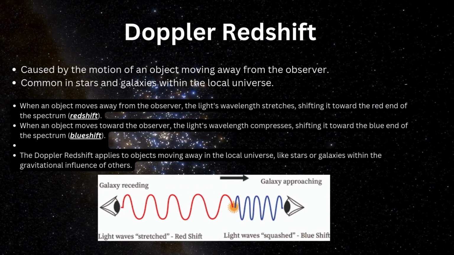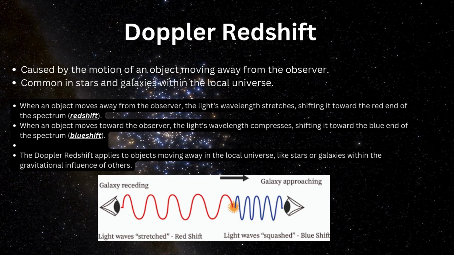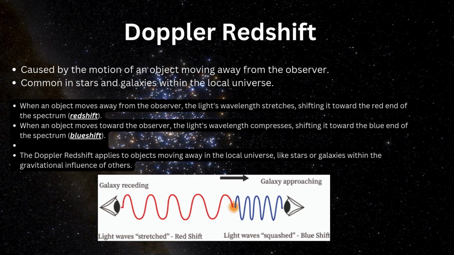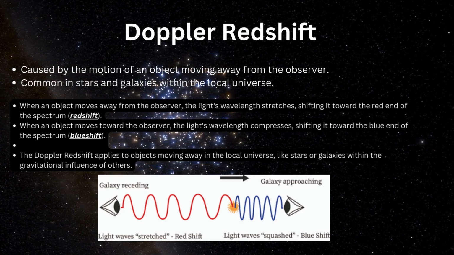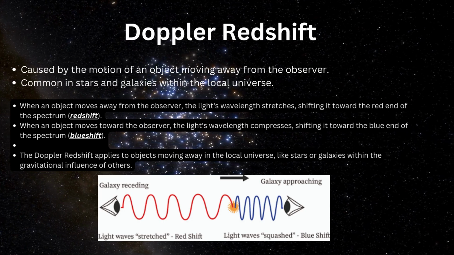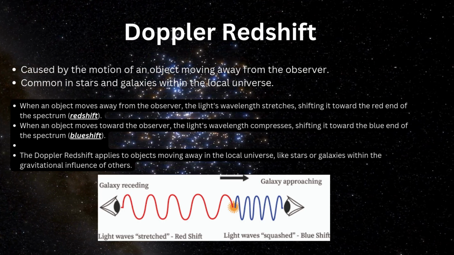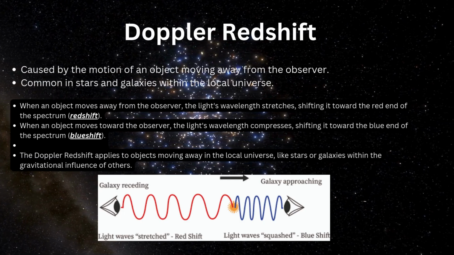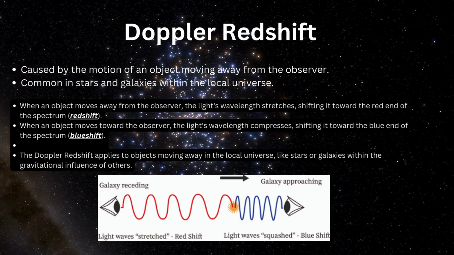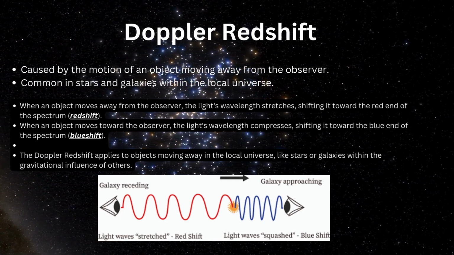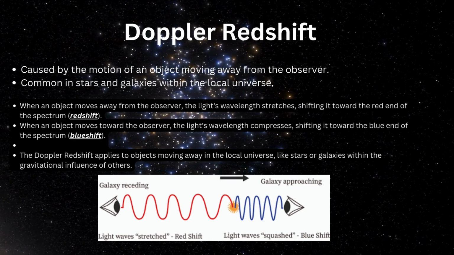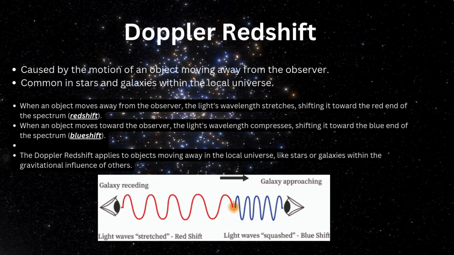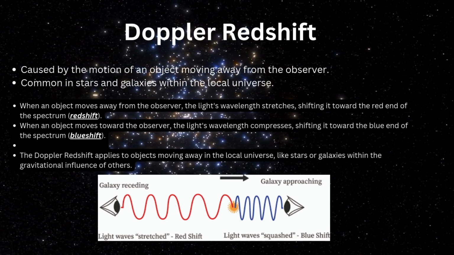Finally, we have redshift. As the universe expands, galaxies move away from us and their light stretches to longer wavelengths, shifting to the red part of the spectrum. The farther away a galaxy is, the faster it's moving, and the more its light shifts. By measuring this redshift, astronomers can estimate distances to the farthest part of the universe.